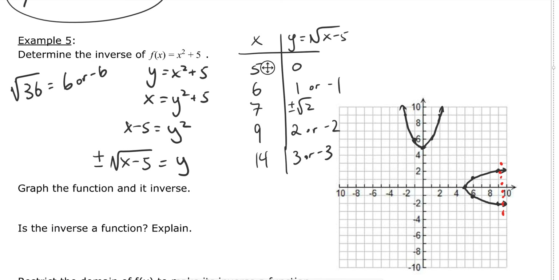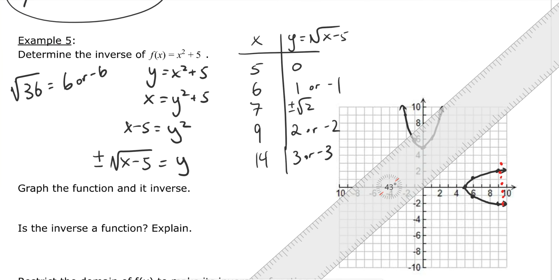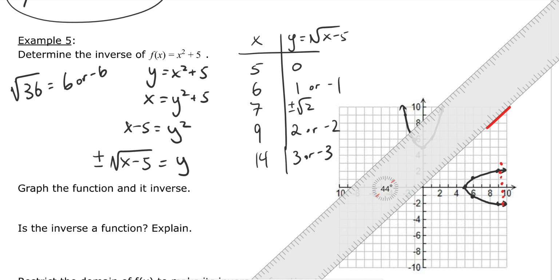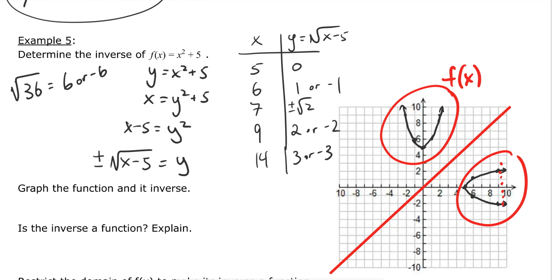So not a function, but it's still considered the inverse, right? Because it's still a reflection on the line y equals x. So if I plot the line y equals x, this parabola is still a reflection of that one, vice versa. So that's my f of x. Here's my inverse. It's just the inverse is not a function.